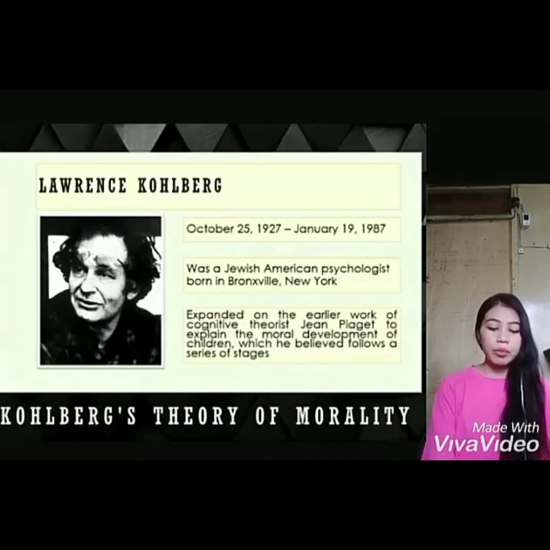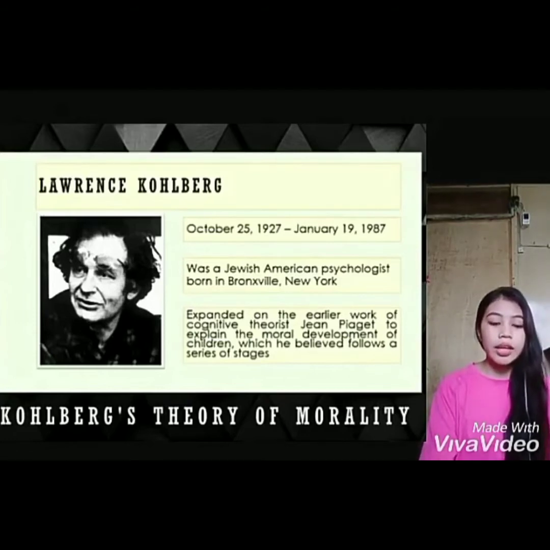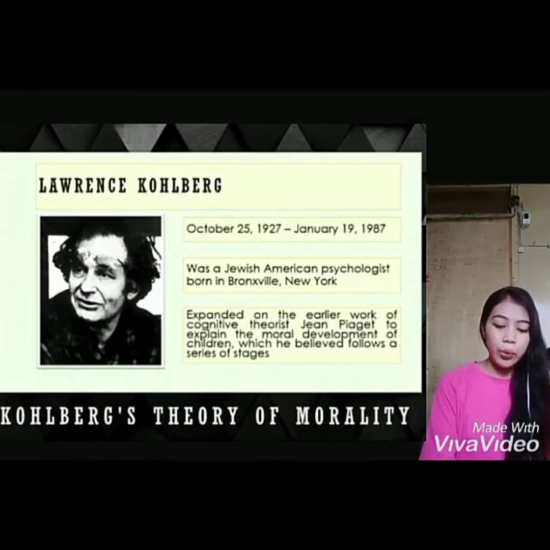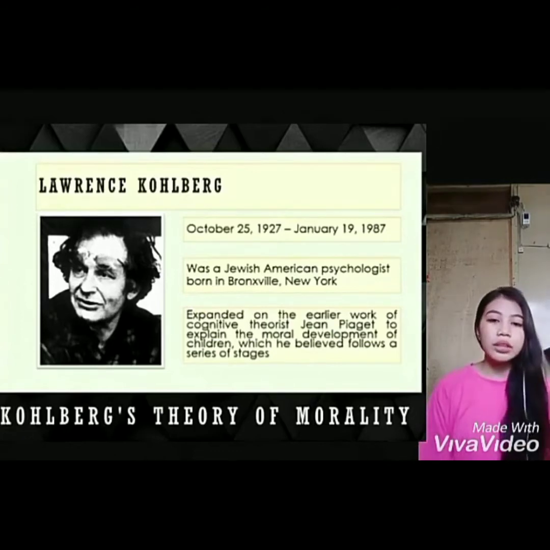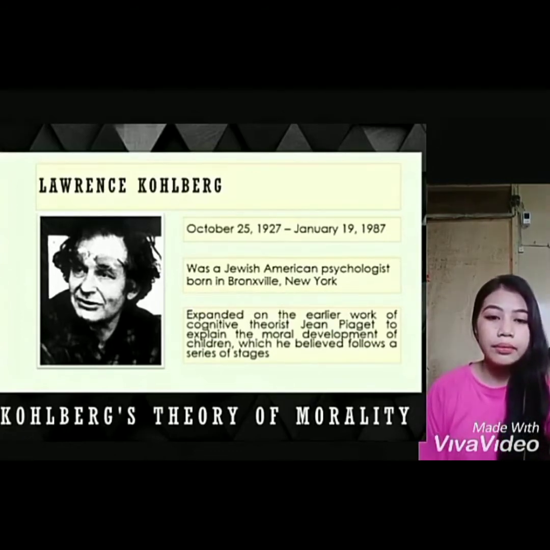So, there is a famous psychologist named Lawrence Kohlberg, born on October 25, 1927 in Brownsville, New York. He had this study and expanded on the earlier work of cognitive theorist Jean Piaget to explain the moral development of children, which he believed follows a series of stages.